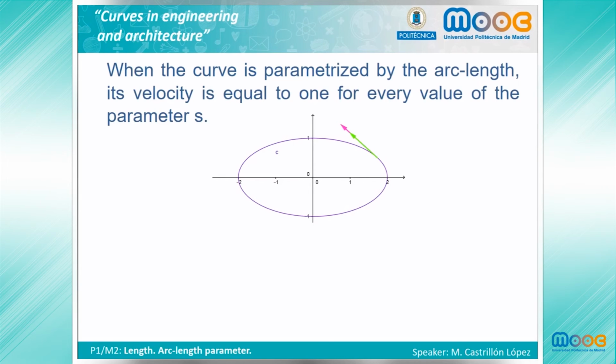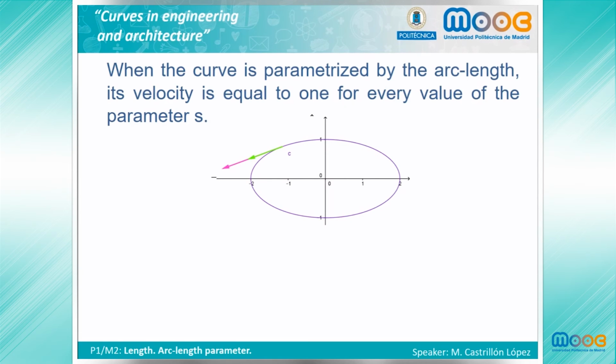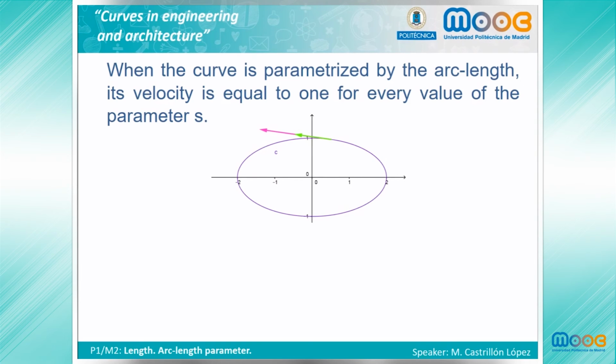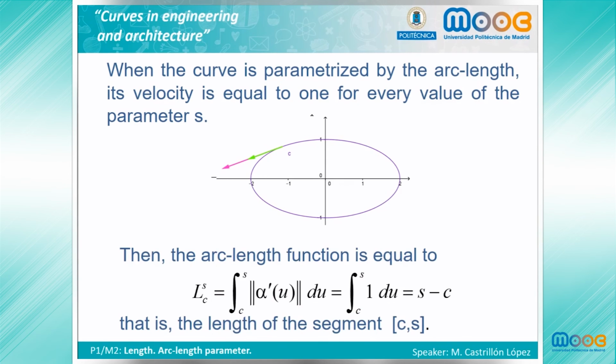For example, with the ellipse, the norm of the derivative, the pink vector, changes from point to point with the parameterization we introduced in previous videos. This parameterization is not the arc length parameter. The arc length parameterization would have given a vector, the green vector, of constant norm. With this arc parameterization, the arc length function equals s minus c, that is, the length of the segment cs.